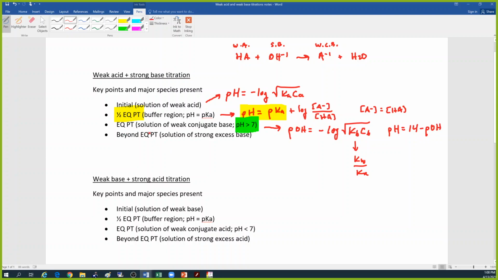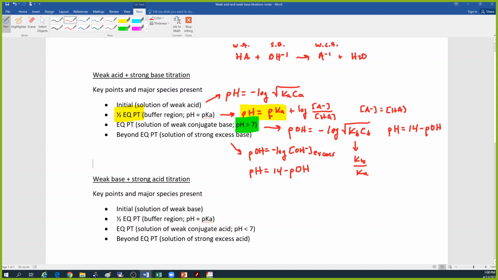And then finally, once we've gone beyond the equivalence point, not only have we got rid of all our original weak acid, but now we have leftover strong base, and that's going to dominate the solution in terms of the effect on pH. So for this last point, all we have to do is find the pOH by taking the negative log of the excess hydroxide concentration, and then we can find the pH by doing 14 minus that.